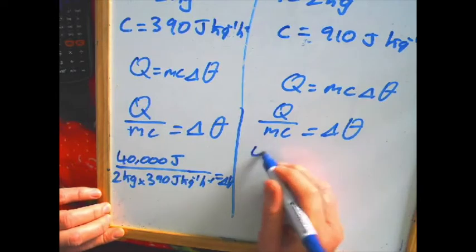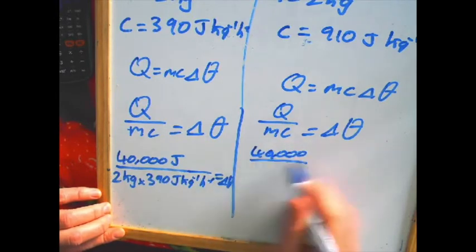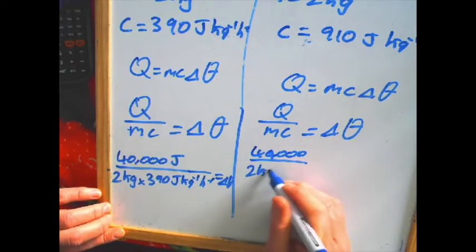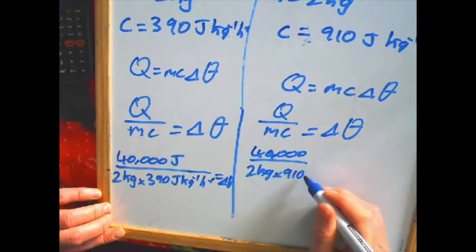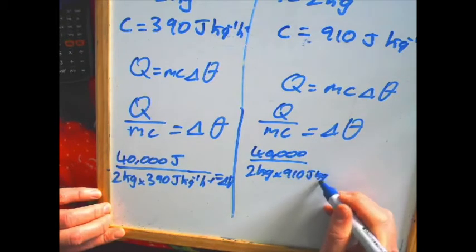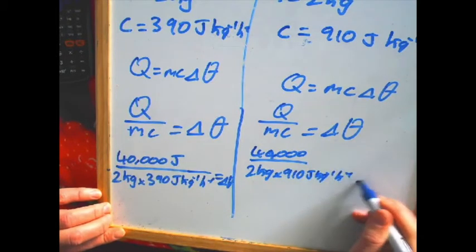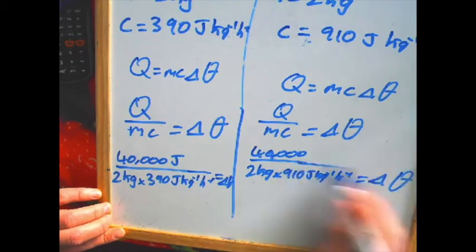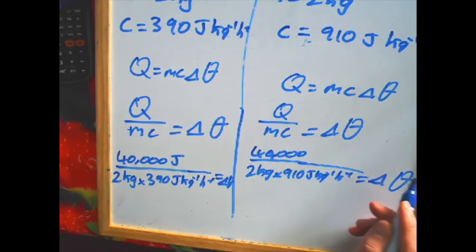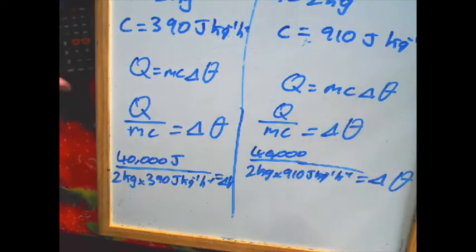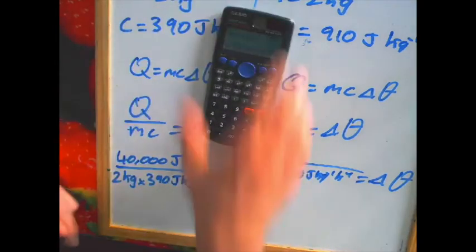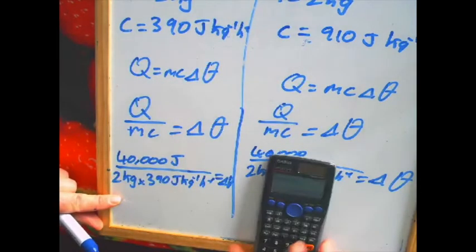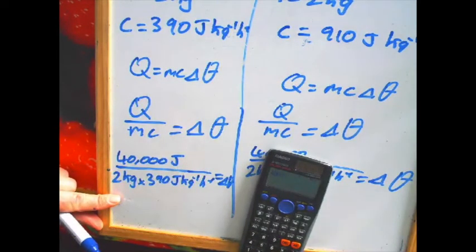390 joules per kilogram per Kelvin will give us our change in temperature, our almost final answer. And here, 40,000 divided by 2 kilos times 910 joules per kilogram per Kelvin will also give us our change in temperature for the aluminium. Okay, now I had this done before just to save time. Unfortunately, I misplaced it. So let's just do the two separately.